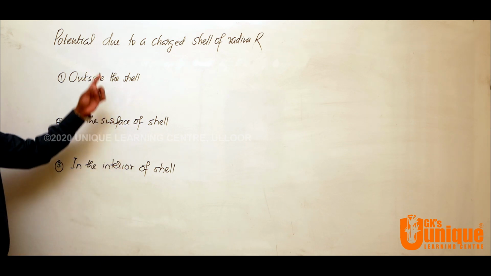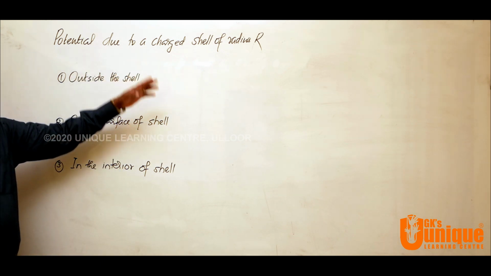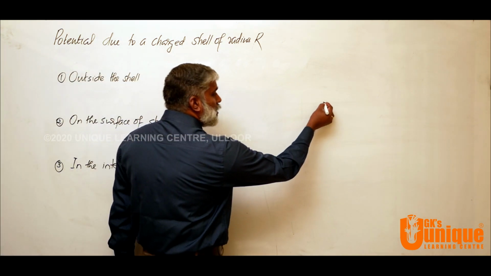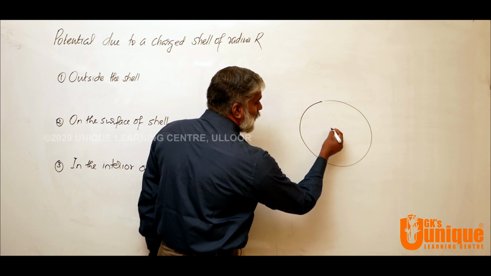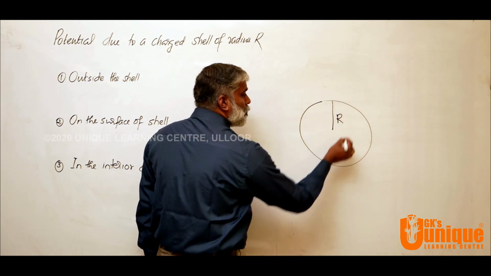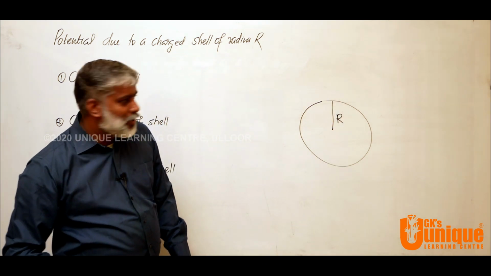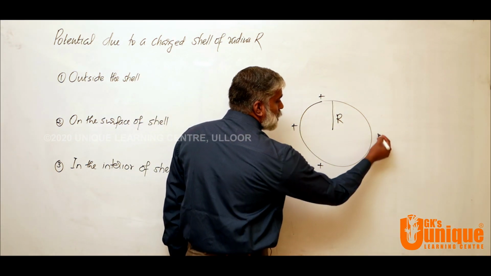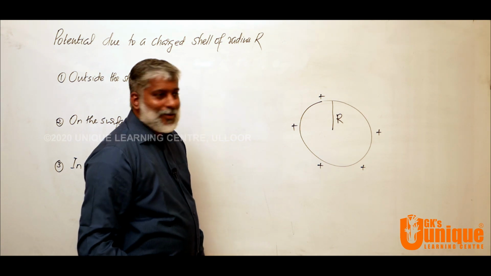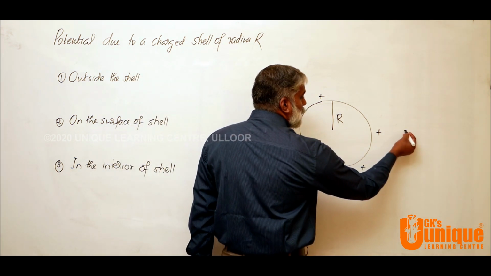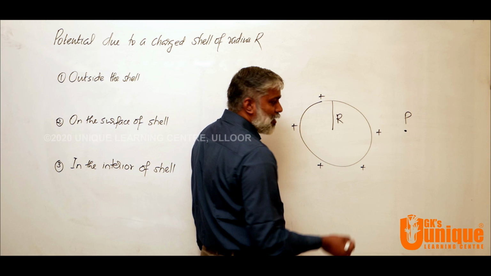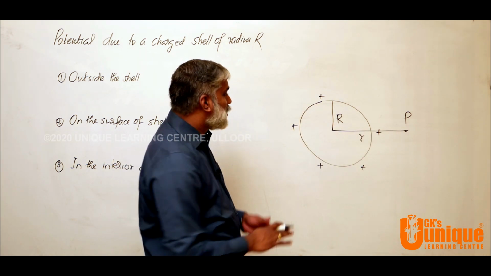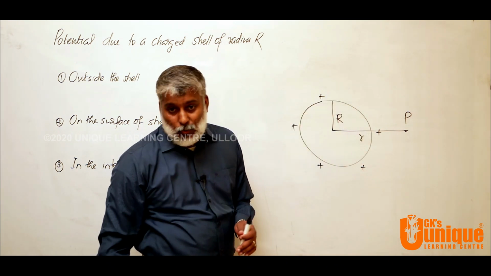Next, a very simple thing: potential due to a charged shell of radius r. This is a shell of radius r. Shall I give charges to it? The charges reside on the surface, you know. Then, I am considering a point here. This is a point outside at a distance r from the center. The net charge given is capital Q, suppose.